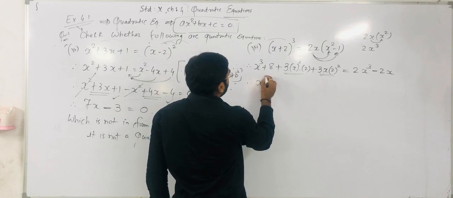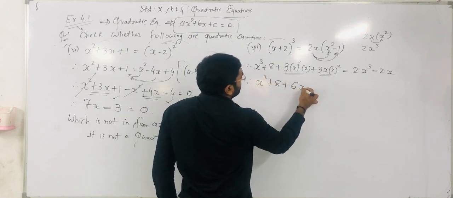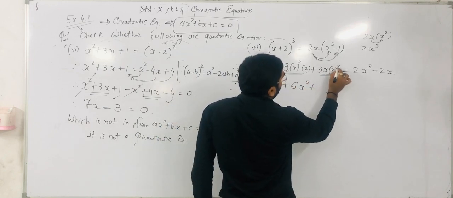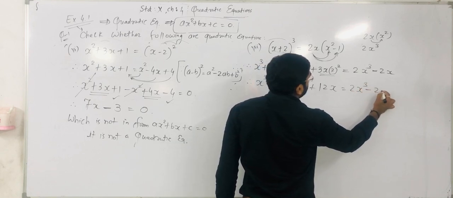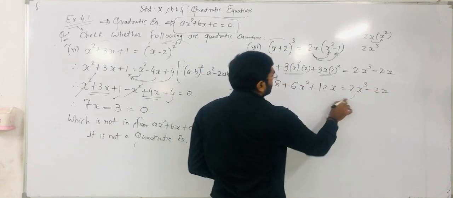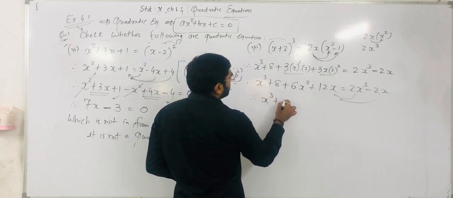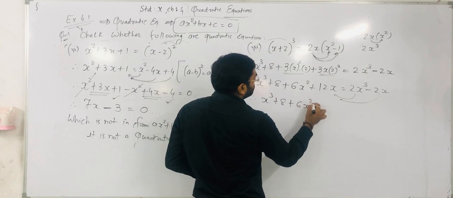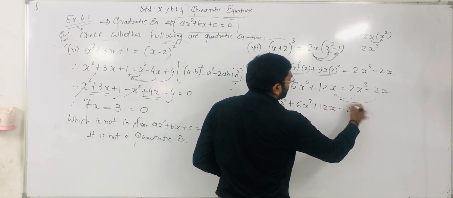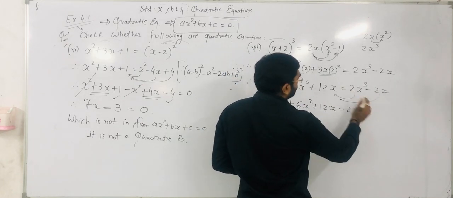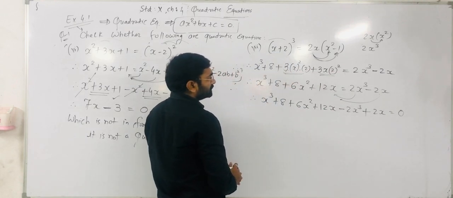So we get x cube plus 8 plus 3 times 2 is 6x square plus 2 square is 4, 4 times 3 is 12x is equal to 2x cube minus 2x. Now these two terms we take to the left hand side. So we get x cube plus 8 plus 6x square plus 12x, minus 2x cube comes to the left hand side, and plus 2x also comes to the left hand side. So we get plus 2x is equal to 0.